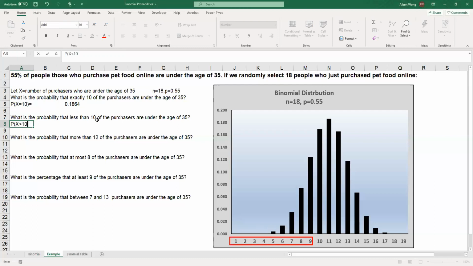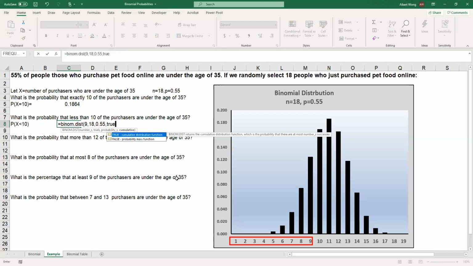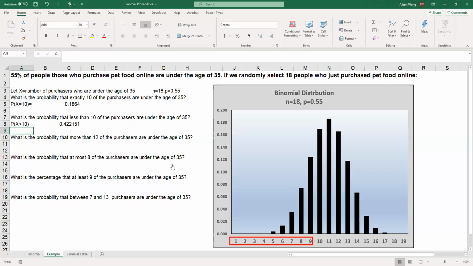And how do we calculate this? Well, we calculate by just calculating binom.dist, and less than 10 means up to 9, so 9, 18, 0.55, and 2, because we want the probability accumulated all the way to 9. Right, and the probability is 0.4222.